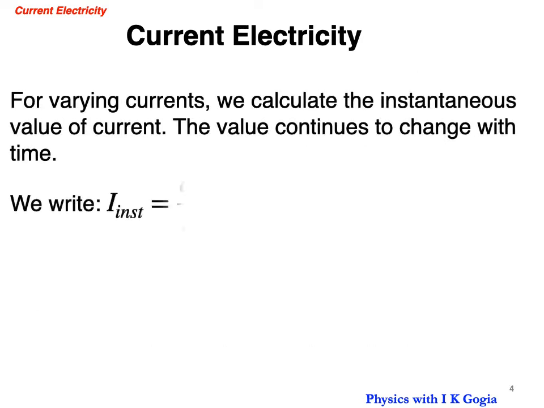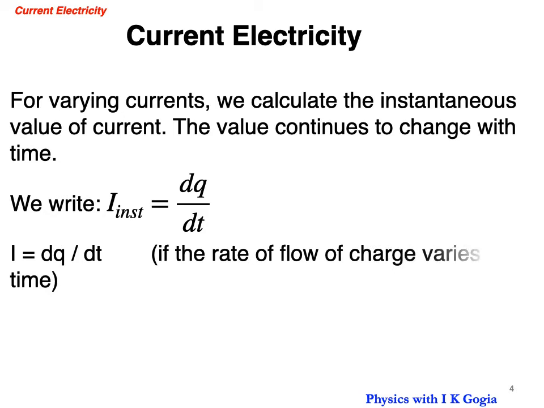For varying currents, we calculate the instantaneous value of current because it's going to change the next moment. The value changes with time, so we write I instantaneous equal to dq by dt. This is when the current is varying, or it changes with time.